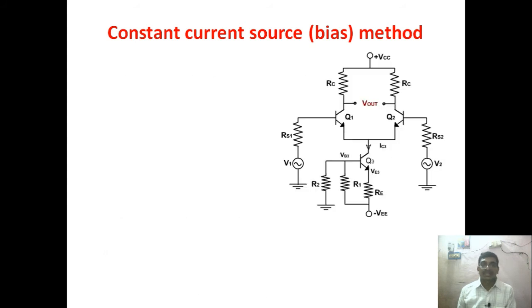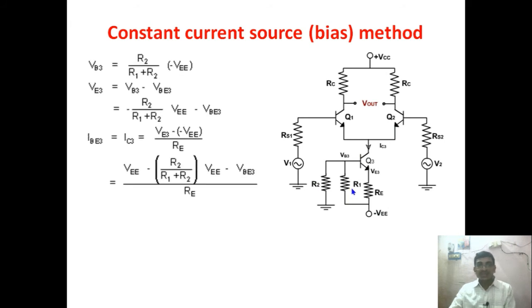Okay, so let us see the circuit for the constant current source bias method. This is a dual input balanced output differential amplifier in which the emitter resistance RE was replaced with a constant current source circuit. This circuit will provide a constant current for us. Okay, so let us see the derivation for this.